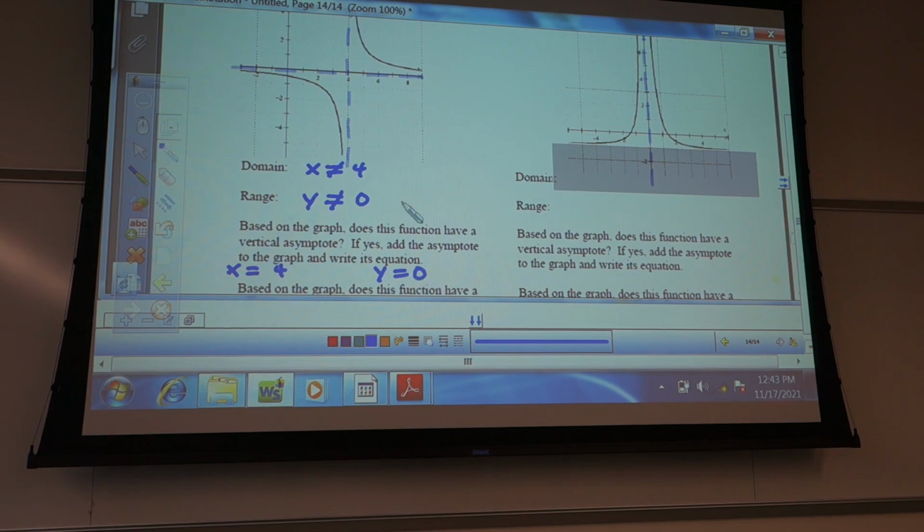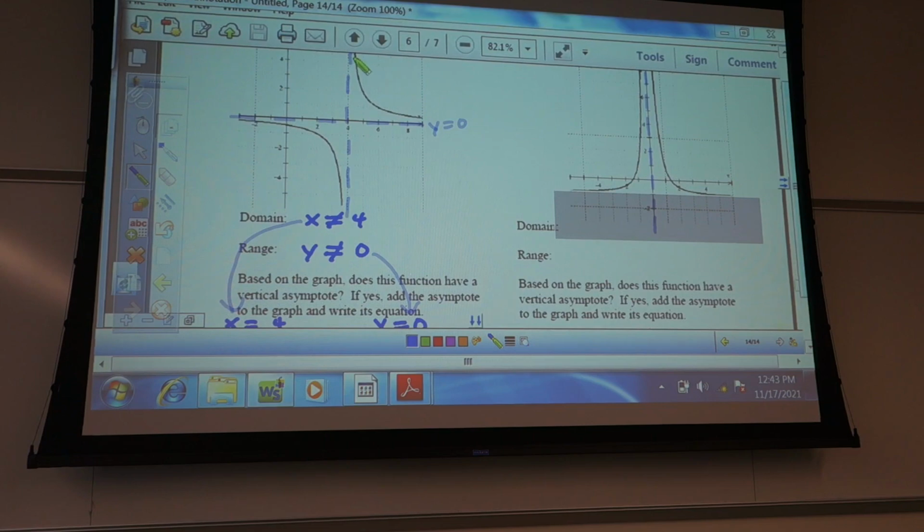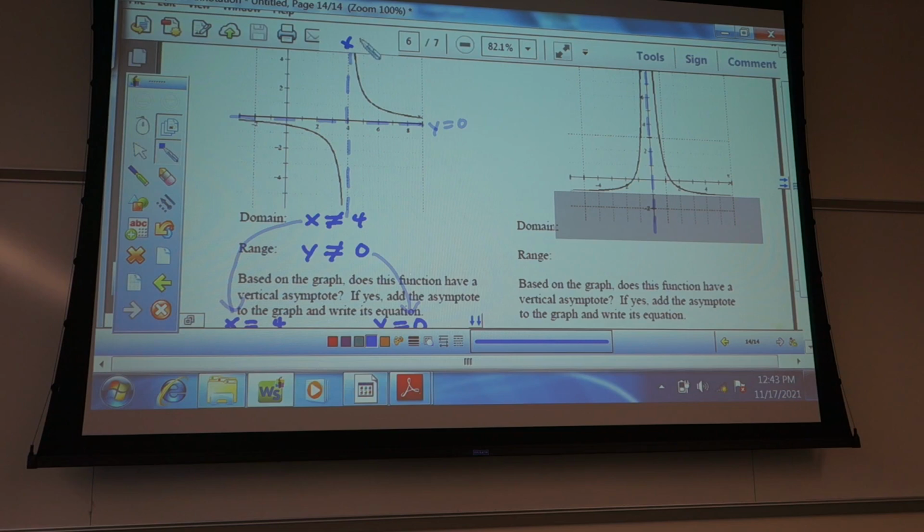They match up. Right? That's the equation of the asymptote. This right here is y equals 0. And then x equals 4. That's this one here. This line here is x equals 4.